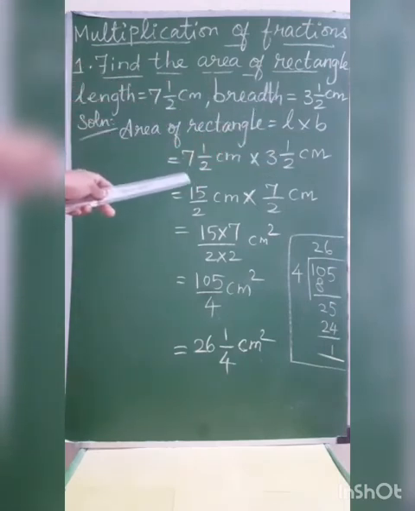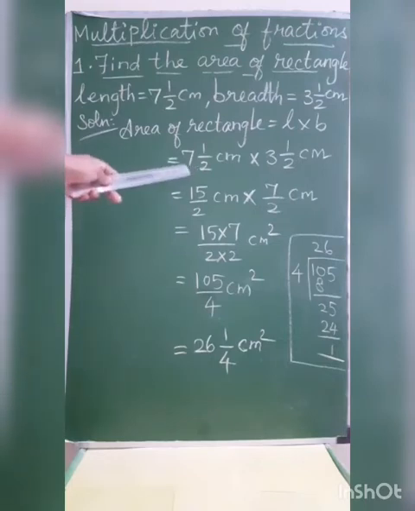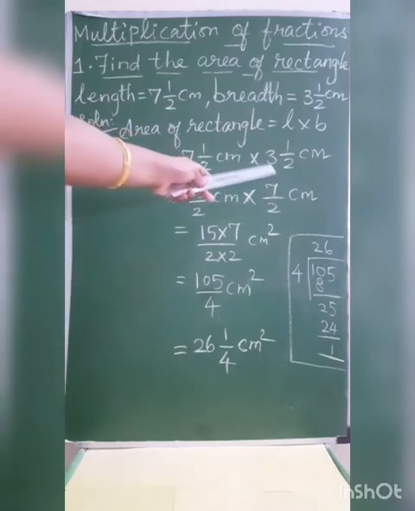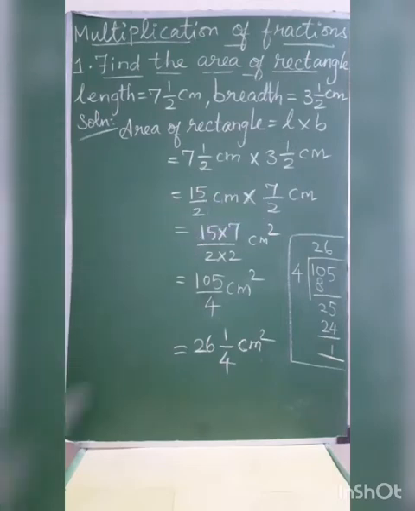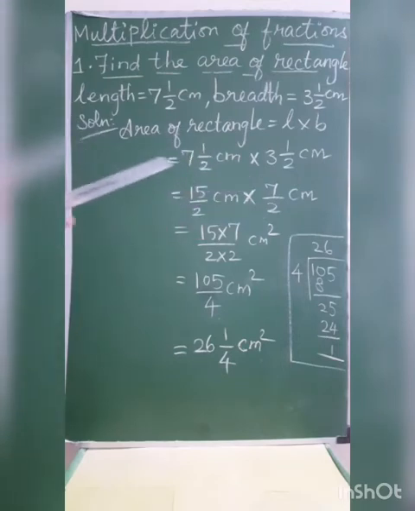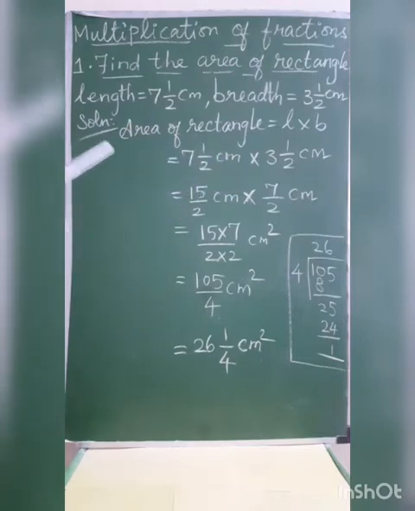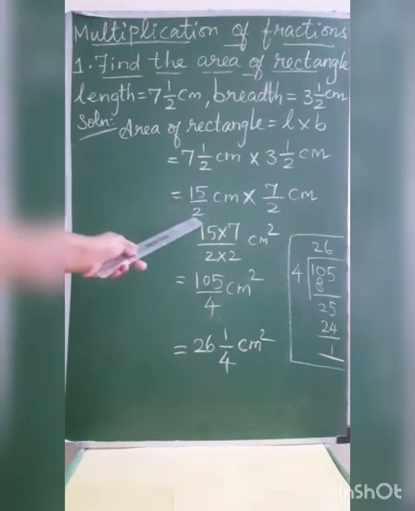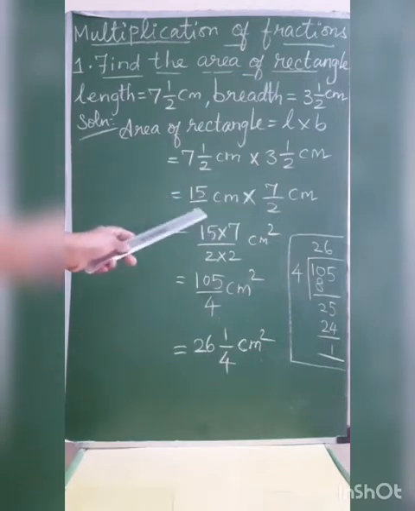Here these are mixed fractions, so change them into improper fractions. 7 2s are 14, plus 1 is 15. In the denominator you have 2, so 15/2 cm. Then 3 2s are 6, plus 1 is 7. The denominator value is 2, so 7/2 cm. In addition or subtraction, if the denominator is the same, you add or subtract the numerator values. But in multiplication, you have to multiply the numerators and you have to multiply the denominators. So 15 into 7, 2 into 2.